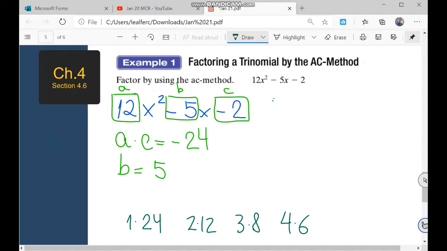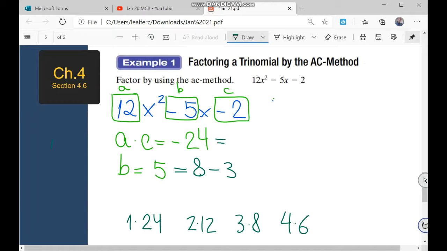You can add or you can subtract and find 5. What do you think? Not 1 and 24, we can find 25 or 23. Not 2 and 12, because if we add or subtract, we're going to have 14 or 10. Maybe 3 and 8, right? If we add 3 plus 8 is 11, but if we subtract 8 minus 3, we have 5. So I think this is the answer, 8 minus 3.